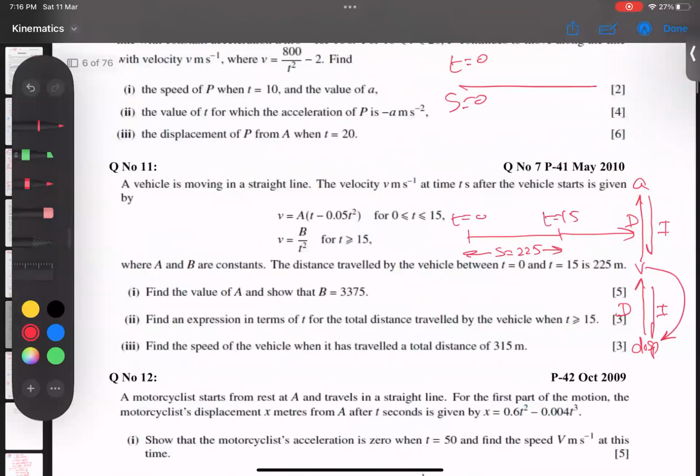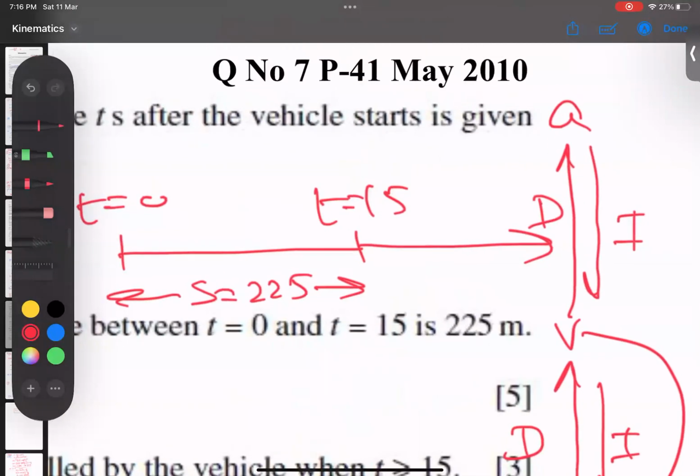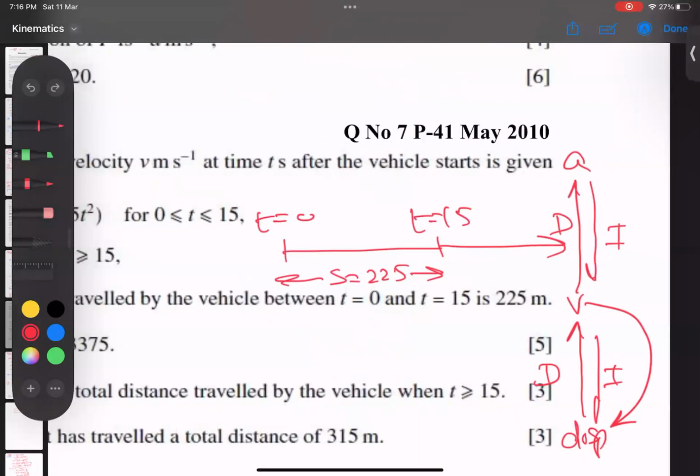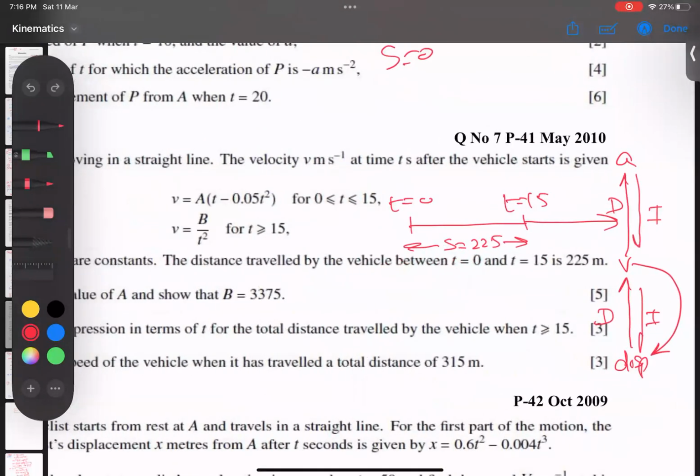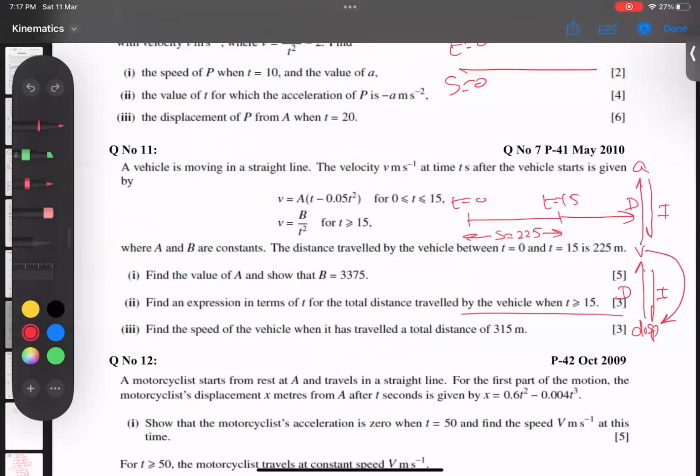Alhamdulillah, I believe the point is clear. Some students want to make a mistake here. They plug in time is 0, s is 225. Or some students put here time 0, s is 0. But that will also create some trouble. But the best idea is what? Time 15, s is 225. You know it already. So this part is also clear.